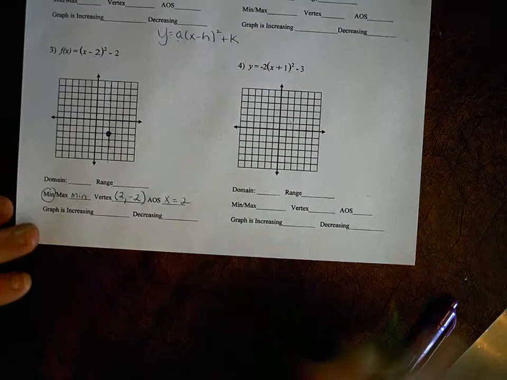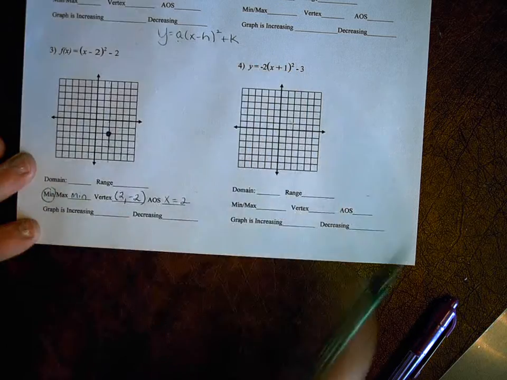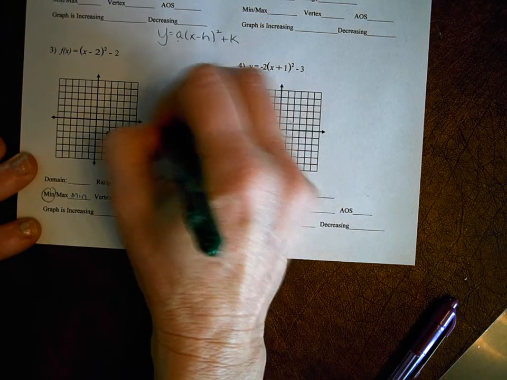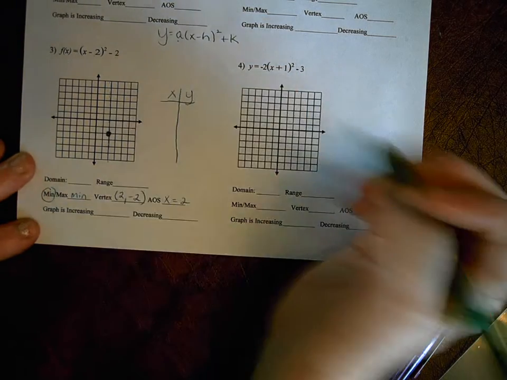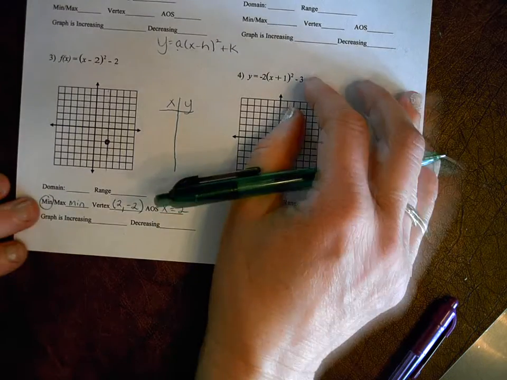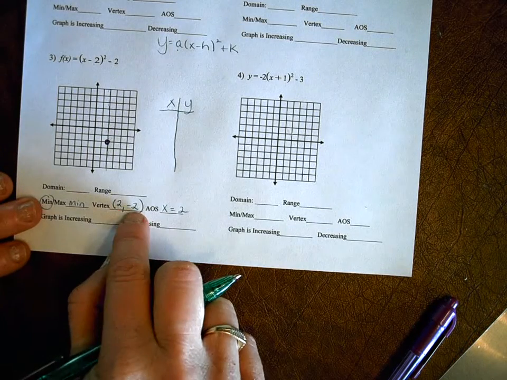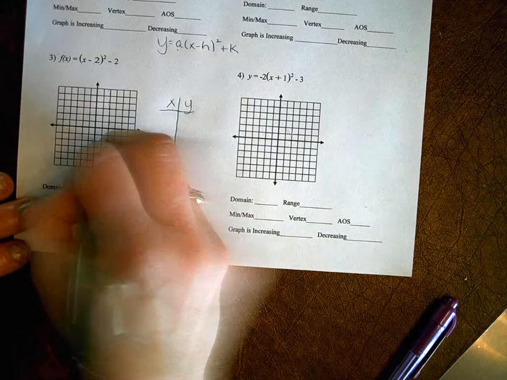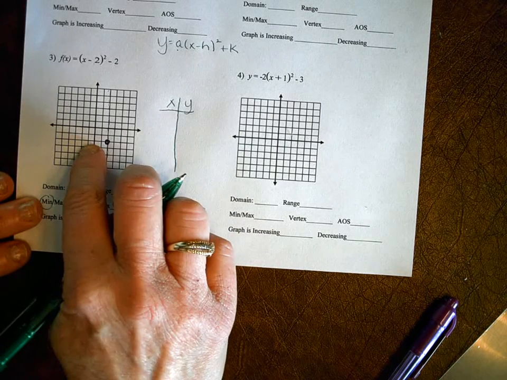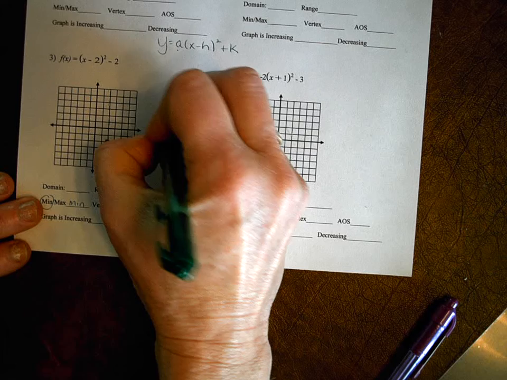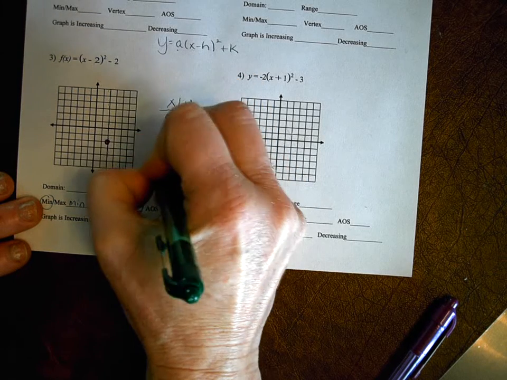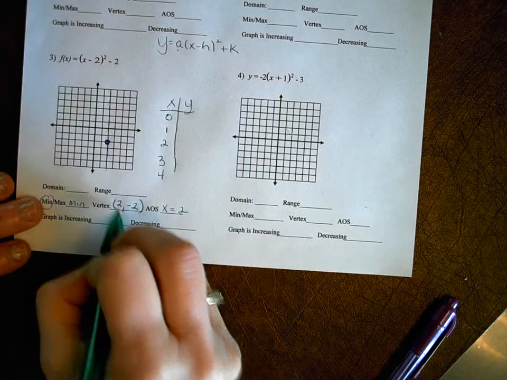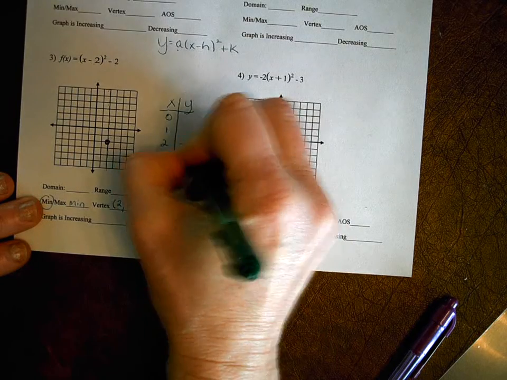So before I get started, I'm going to put some numbers in. So I'm going to make a little table right here. And then I'm going to show you other ways you can do this. So if the vertex is at (2, -2), I'm going to pick two numbers on the right of it, and two to the left of 2. So I'm going to pick 0, 1, 2, 3, and 4. So the 2 is in the middle. We already know 2 is -2.